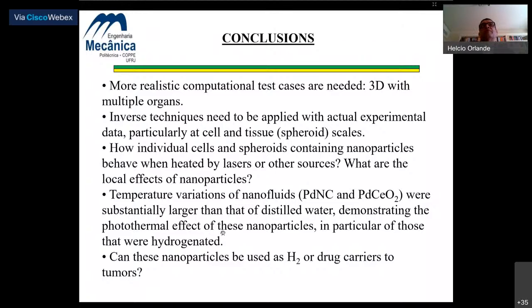Some questions need to be answered. For example, how do individual cells and spheroids containing nanoparticles behave when they are hit by laser sources? Also, what are the local effects of these nanoparticles in cells and in the spheroids? The temperature variations of nanofluids containing palladium nanotubes or palladium serine nanoparticles were substantially larger than that of distilled water, demonstrating the photothermal effect of these nanoparticles, in particular those that were hydrogenated. But can these nanoparticles actually be used as hydrogen or drug carriers to tumors? We have to work on this.